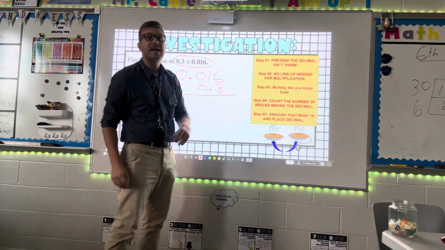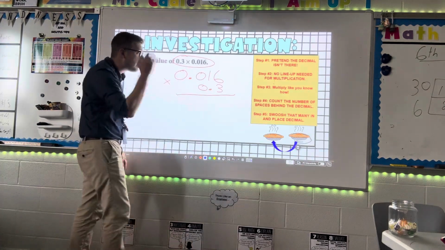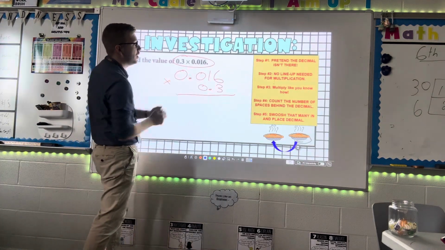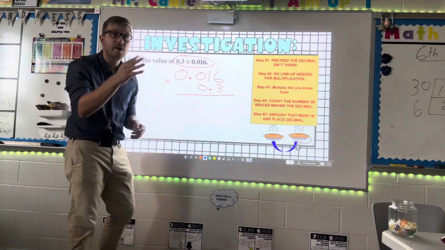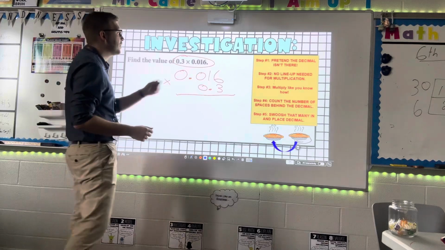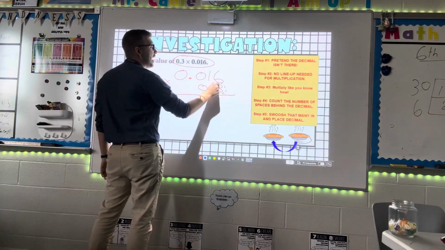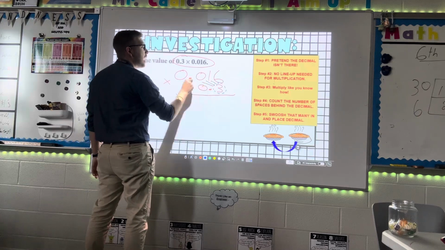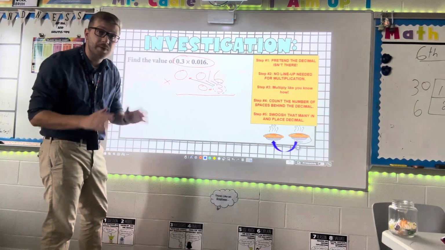Step number one, pretend that the decimal is not even there. So I'm going to literally, in my mind, pretend that there is no decimal. I'm going to pretend like this is just normal multiplication from 3rd, from 4th grade. So what I know is I'm going to take this 3, and it wants to hang out with everybody on top. So all I'm going to do is multiply this 3 as if there was no decimal at all.